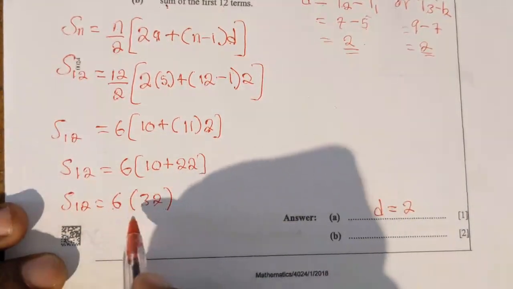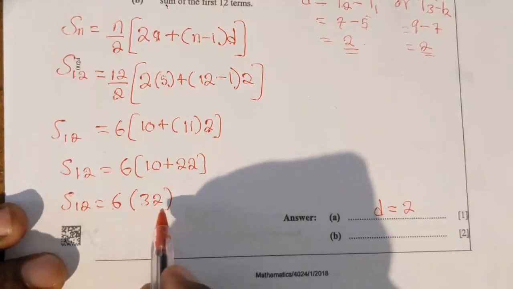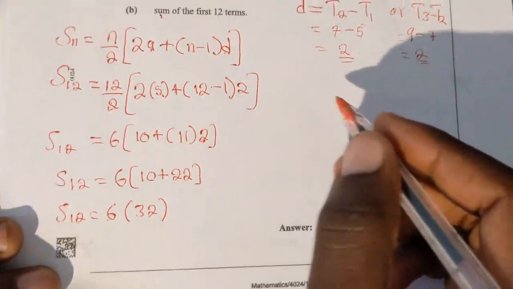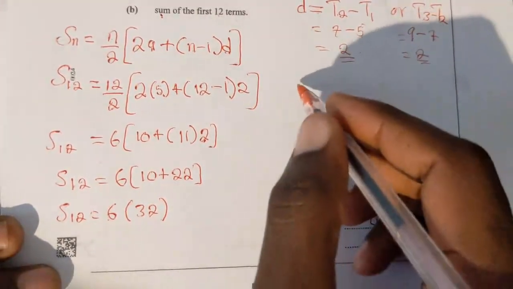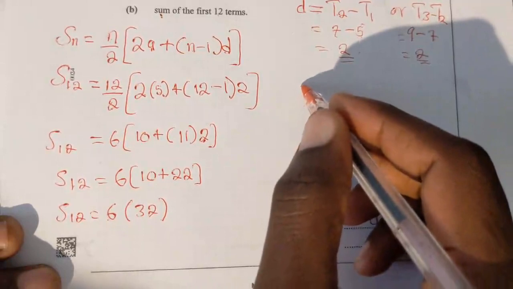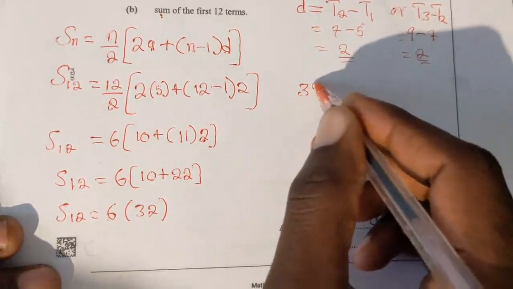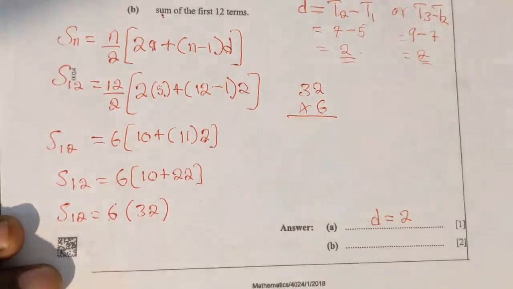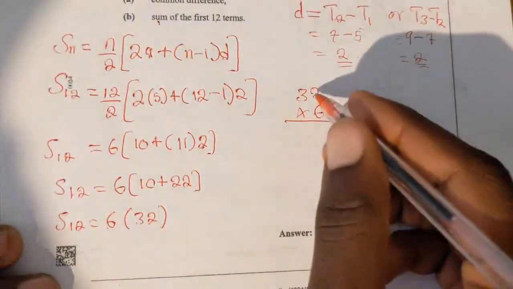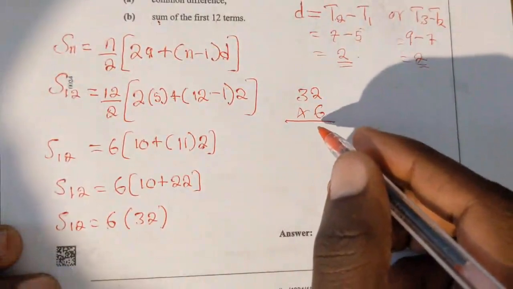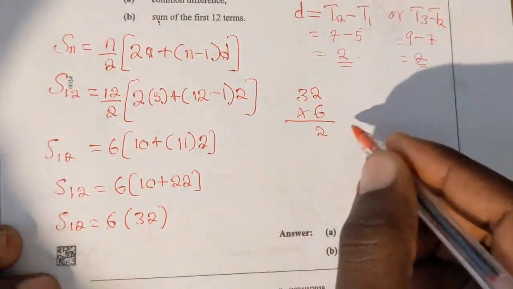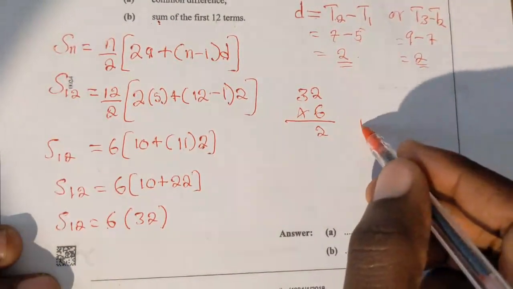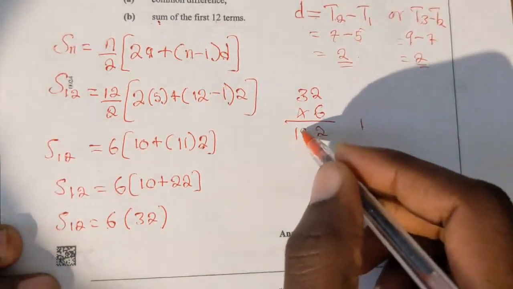Then here you just need to multiply 6 times 32. What is 6 times 32? It is very simple, and you need to do this simple thing as quickly as possible. So 6 times 2 is 12. You put 2, carry 1. 6 times 3 is 18, and 18 plus 1 is 19. So that is 19.